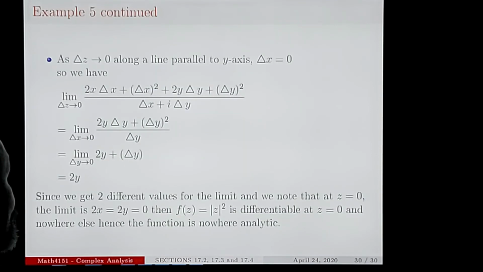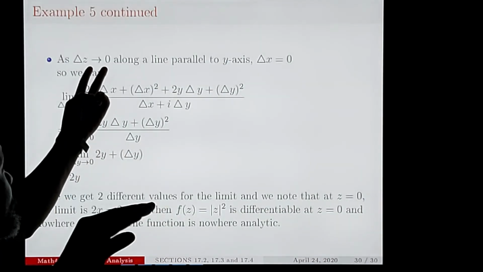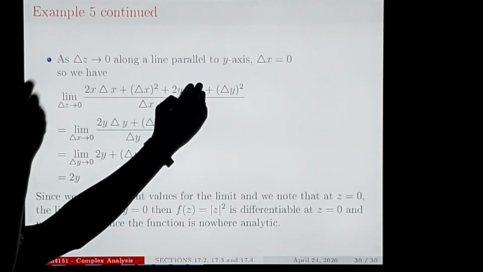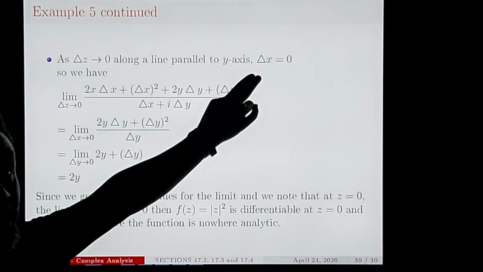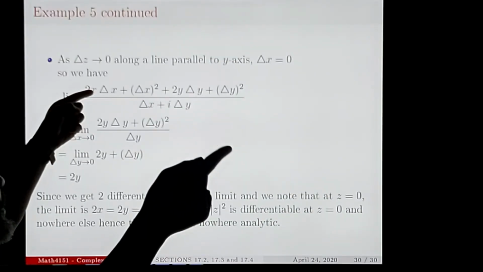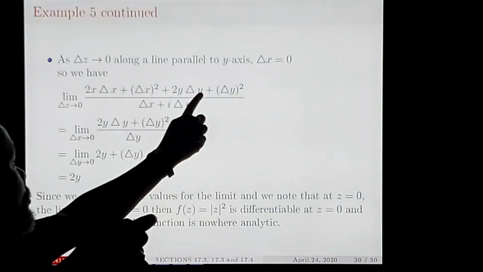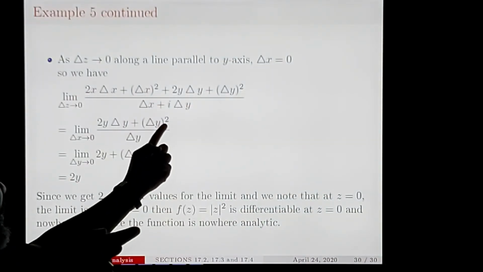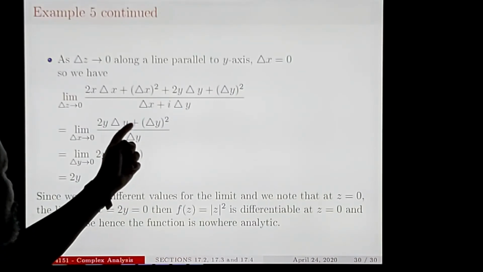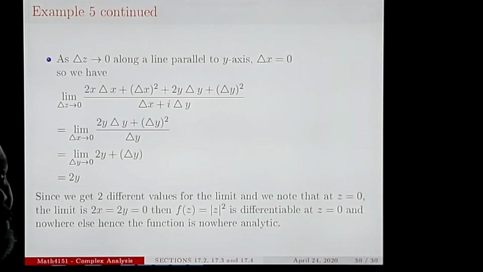Then the last one: as del z approaches 0 along a line parallel to the vertical axis, del x will not be changing, it will be 0. So again, this is 0, and we remain with this plus this. Again, you cancel out, you end up with 2y. You can see 2x and 2y are not the same. So we get two different values for the limit.